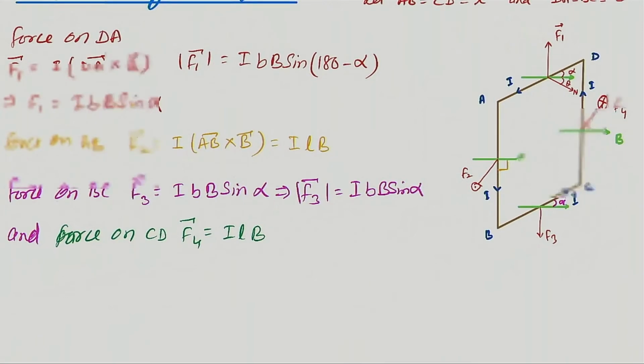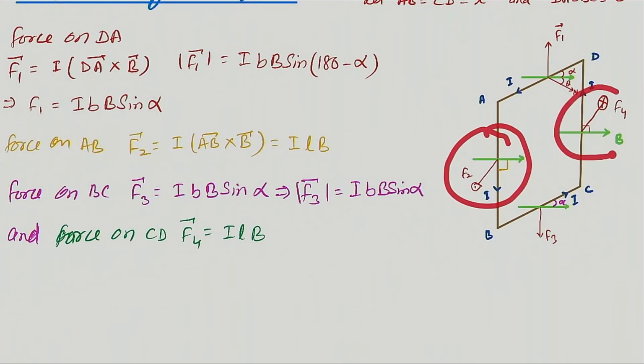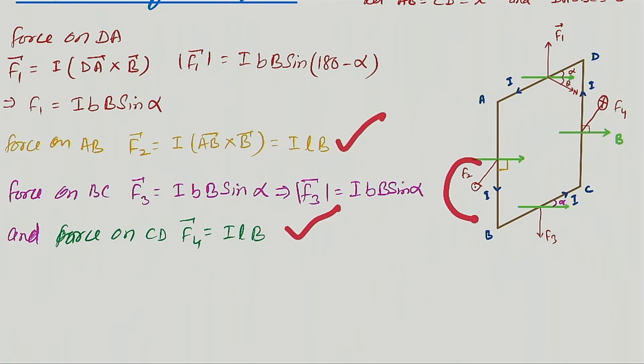Then what about the two other forces, that is F2 and F4? This time also F2 and F4 are equal in magnitude, but they also have opposite directions. But this time the line of action is not the same. That's why they will not cancel out each other. What does this line of action mean?